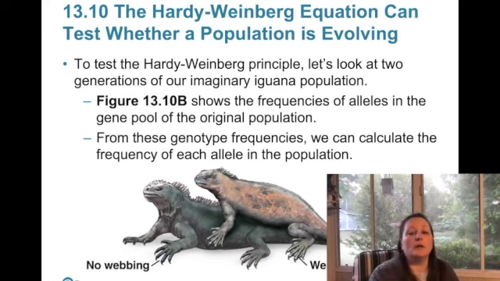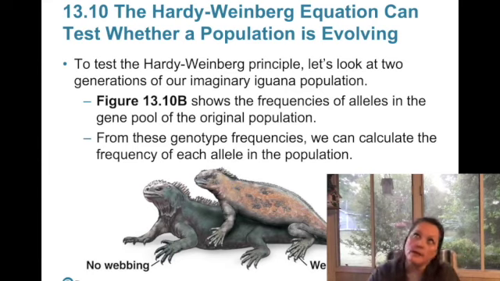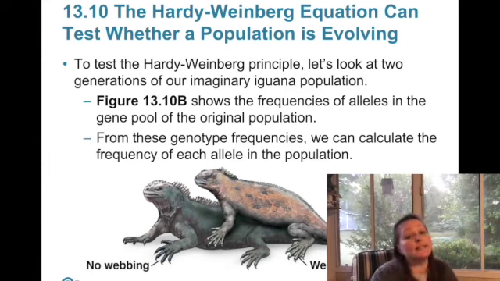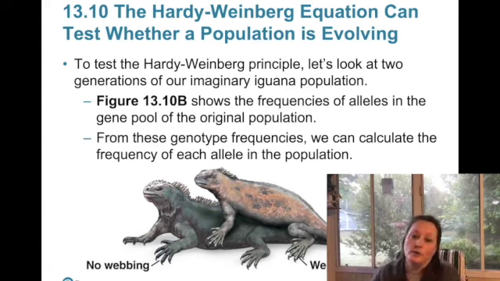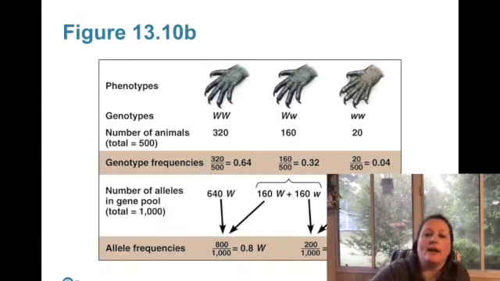So we're going to take this and have an imaginary iguana population. And you're going to go, oh my gosh, I remember doing this with genetics, because that's literally what this is. So here we're going to have two types of iguanas. We have one that has webbing on his feet and one that does not have webbing on his feet. And we're going to look at the frequencies of the alleles in the gene pool of the original population and then see what we think about evolution.